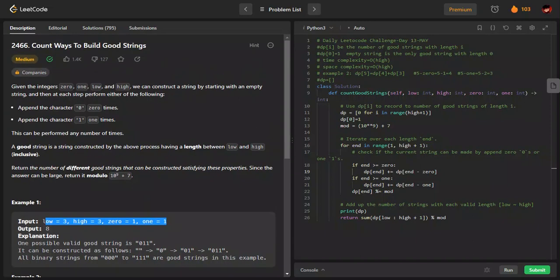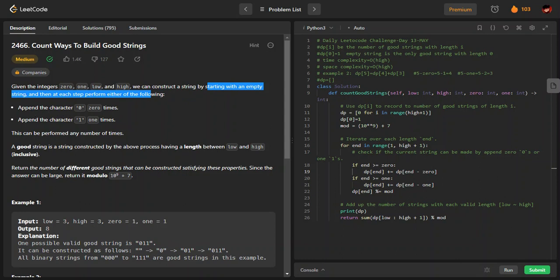Okay, so we are given these four parameters which are integers actually, and we are asked to construct a string, starting with an empty string. The idea here is we are given an empty string initially, and we have to do the following operations to get a good string. What is the definition of a good string? We'll see later. But let us see what those operations are.